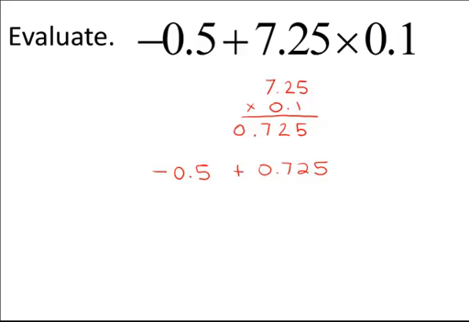Because these numbers are different in sign, I'll calculate the difference of their absolute values. Lining up the decimal points and adding zeros as placeholders onto negative 0.5 gives me 5, 2, 2, 0, and bring in my decimal point. The answer is positive 0.225.